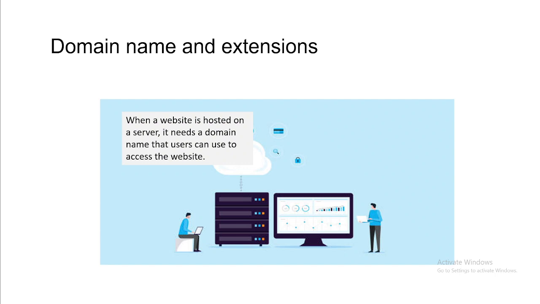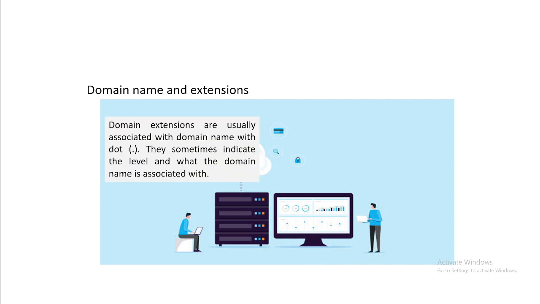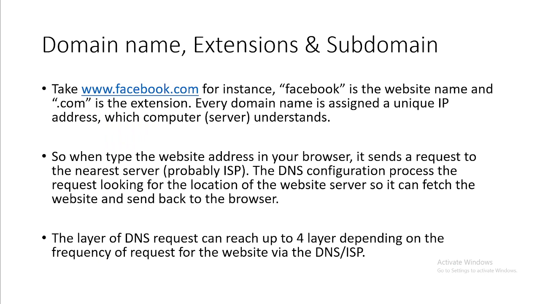Domain name and extensions. When a website is hosted on a server, it needs a domain name that users can use to access the website. Domain extensions are usually associated with the domain name with a dot. They sometimes indicate the level and what the domain name is associated with. Take www.facebook.com for instance. Facebook is the website name and .com is the extension.